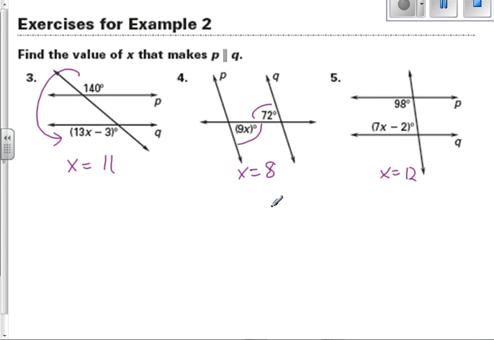If I look at number 5, x is equal to 12, I know that these are consecutive angles. Consecutive angles equal 180 degrees. So I know that I have 98 plus 7x minus 2 is equal to 180. Solve for x, and x is 12. So when x is 12, I know that this angle here equals 180 degrees, and when that happens I know that these two will be parallel. P and Q will be parallel lines.